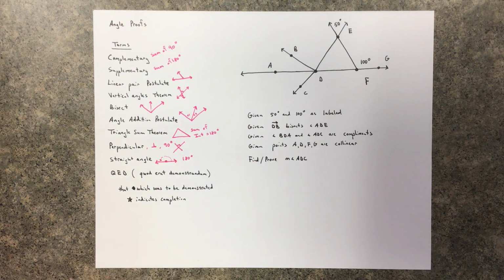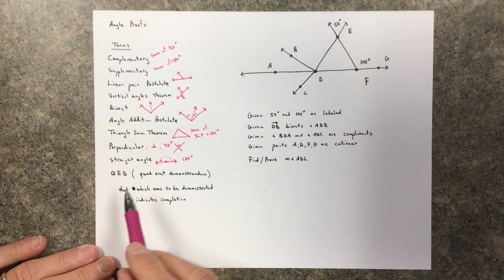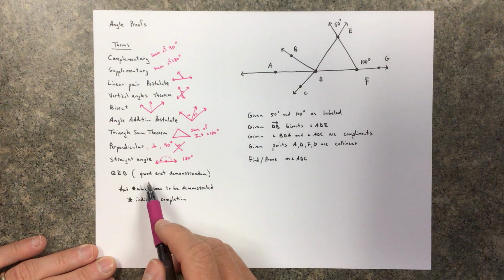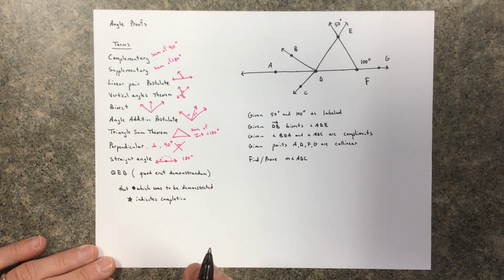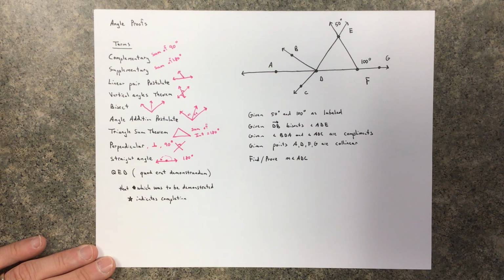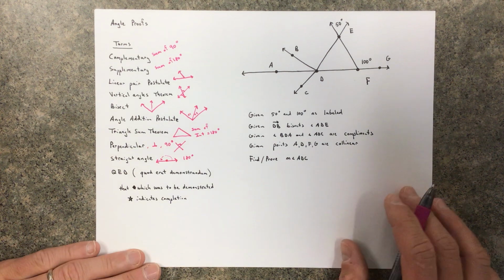And then I don't use this a lot, but Mrs. Gimrick does. And it is kind of fun to be like a real mathematician. QED, quod erat demonstrandum. And so what that means is that which was to be demonstrated. And really it just indicates the completion of your proof. So at the end of a lot of her proofs, she's going to put QED, which is kind of cool.